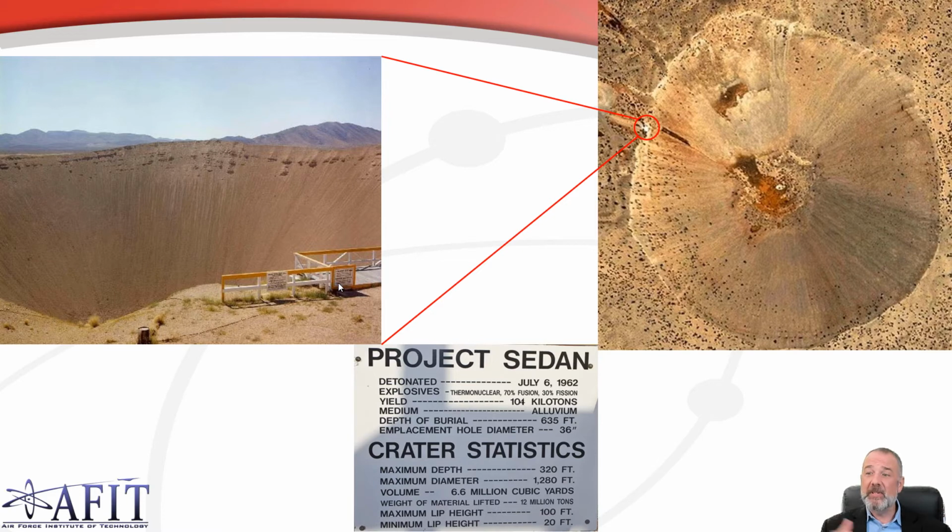And then you can see some other statistics. The volume was 6.6 million cubic yards. And the total weight of the material that was lifted up because of this detonation is a whopping 12 million tons.